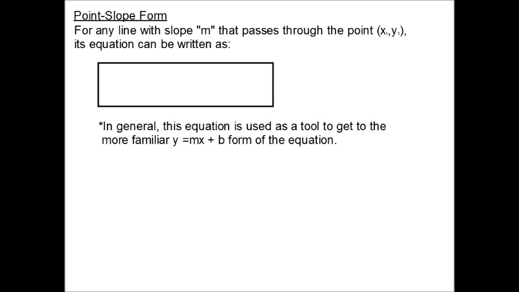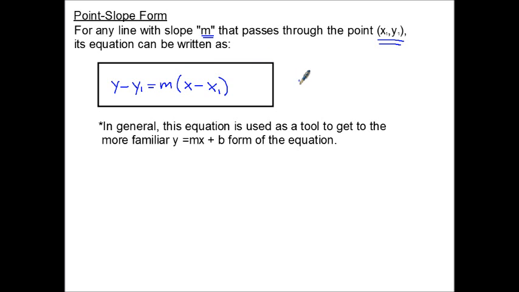For any line with a slope of m that passes through the point (x1, y1), its equation can be written as the following: y minus y1 equals m parentheses x minus x1. Now the y and the x here without subscripts are still just the letters x and y. The x1 and the y1 are the coordinates of a point, so those are actually going to be numbers. And the m is the slope as well, so that's going to be a number that we plug in as well. So basically there are 5 letters here, and we're going to plug 3 numbers in to 3 of those letters.